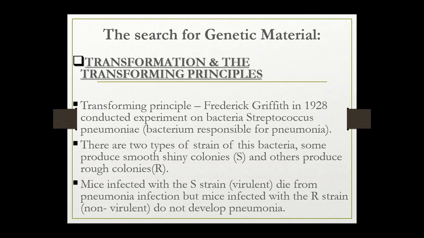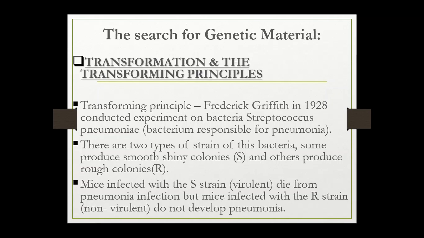Now next is the search for genetic material. So the transformation and the transforming principle. Frederick Griffith in 1928 conducted an experiment on bacteria, that is Streptococcus pneumoniae, the bacterium responsible for pneumonia. There are two types of strains of this bacteria. Some produce smooth, shiny colonies, that is S strain, and others produce rough colonies, that is R strain.